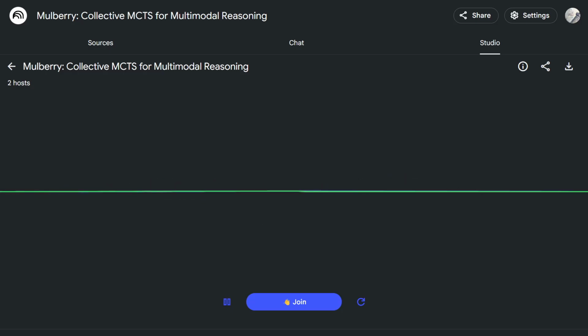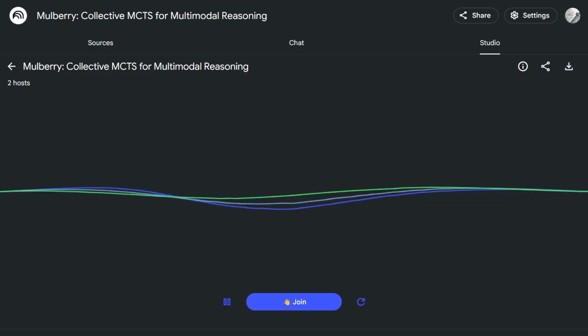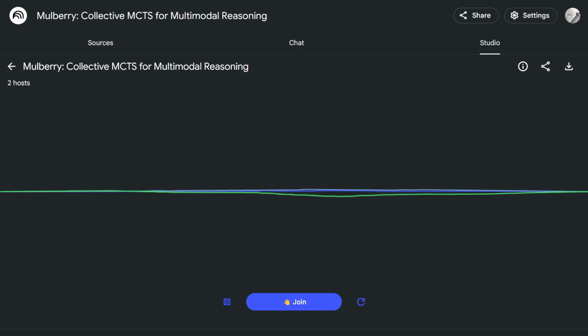Exactly. And that's where this new method, collective Monte Carlo tree search, or CoMCTS, comes in as a way to improve on that. Okay, CoMCTS. Now I'm intrigued. I know it was inspired by how AlphaGo learned to just dominate the game of Go, which is pretty impressive in and of itself. But how does it actually work?